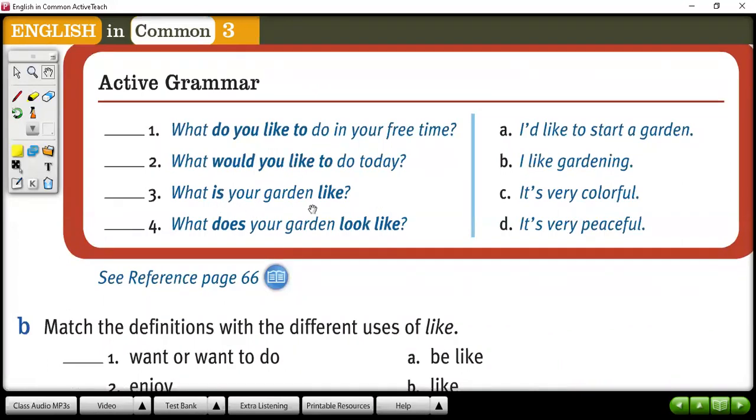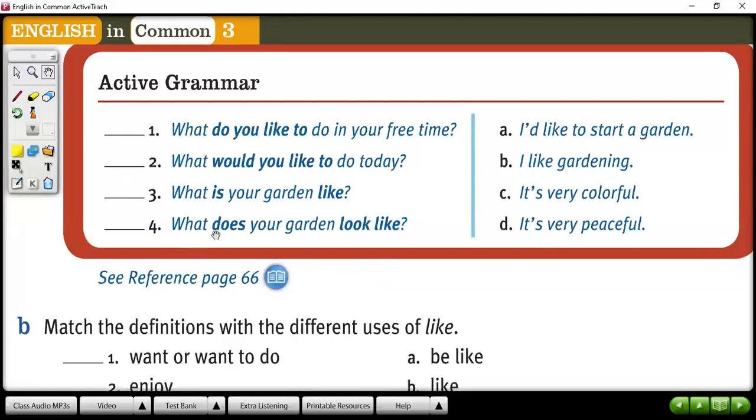Next, what is number 3? What is your garden like? In that case, we're talking about characteristics. We want to know how. How is your garden? So how can be a synonym for it. The match is letter D, right? It is very peaceful. My garden is very peaceful.